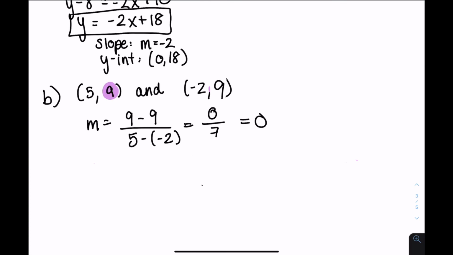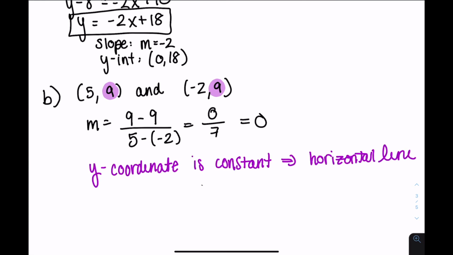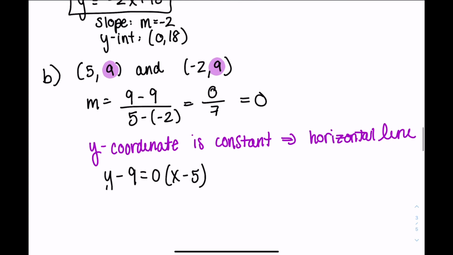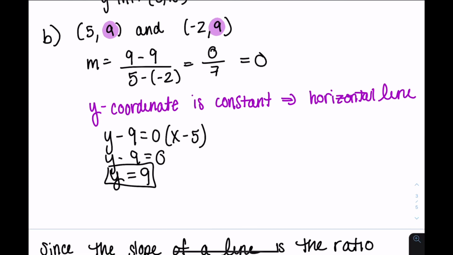So really, if you look at this, the y value is exactly the same on each of these. So the y is constant, it's going to be a horizontal line. So the equation of the line, if you use point slope form, would be y minus the y coordinate is equal to the slope, which is 0, times x minus the x coordinate. This will just completely disappear. So you get y minus 9 equals 0, and our line is y equals 9. So it doesn't have a slope. The slope is 0, and then the y-intercept would be (0, 9).